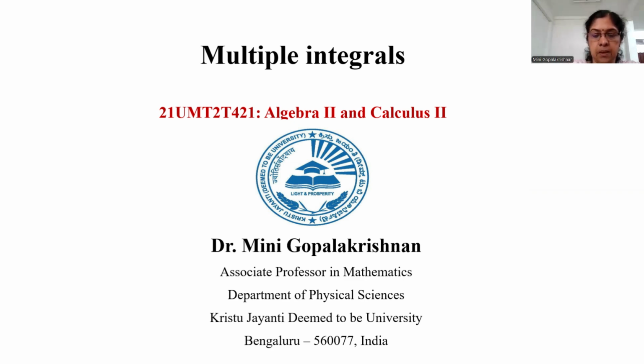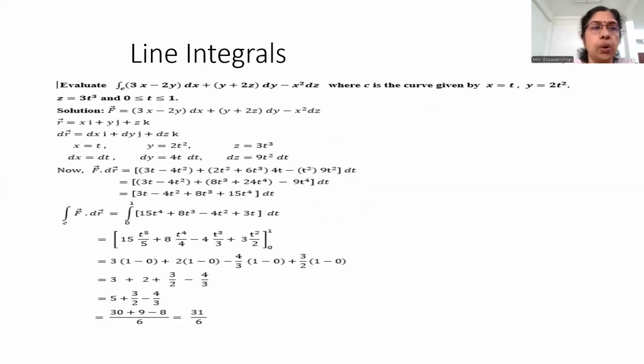So we'll see problems on line integrals. So here we have a problem. Evaluate the integral of (3x minus 2y) dx plus (y plus 2z) dy minus x squared dz, where C is a curve given by x is equal to t, y is equal to 2t squared, z is equal to 3t cubed.